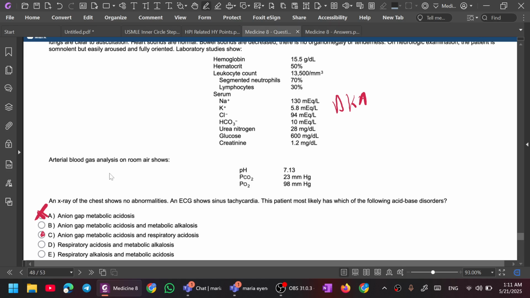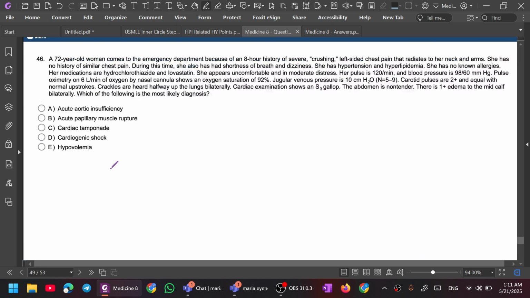46. A 72-year-old woman is brought to the ED because of an 8-hour history of severe crushing left-sided chest pain radiating to the neck and the arm. She has no history of similar chest pain. During this time, she also had shortness of breath and dizziness. She has hypertension and hyperlipidemia, has no allergies, and her medications are hydrochlorothiazide and lovastatin. She appears uncomfortable and in moderate distress. Pulse is 120 per minute, blood pressure 98/60. Pulse oximetry is on 6 liters per minute by nasal cannula, and oxygen saturation is 92%.